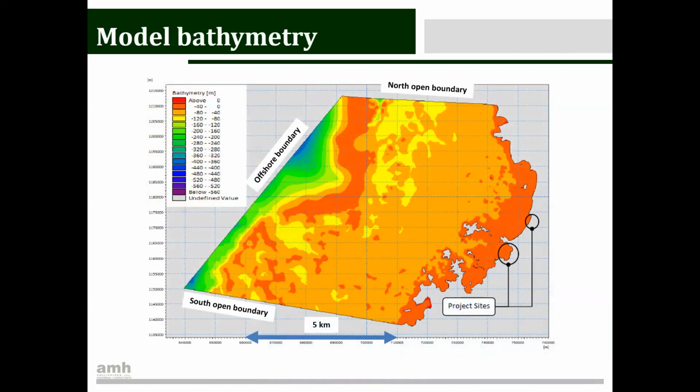Now the depth data. Here's the consolidated bathymetry map. Note the depth range here, from 0 to around 200 meters. Here's the offshore sea boundary, and this is the north open boundary, the south open boundary, and here's the relatively small region of the study coast. The depths here are less than 40 meters.